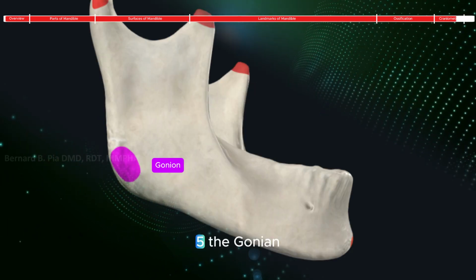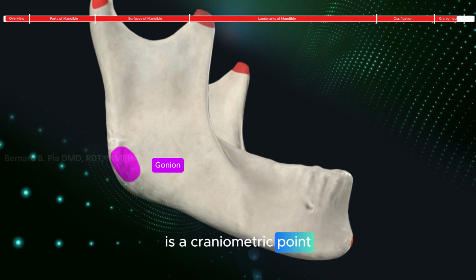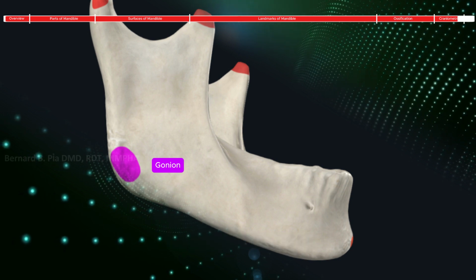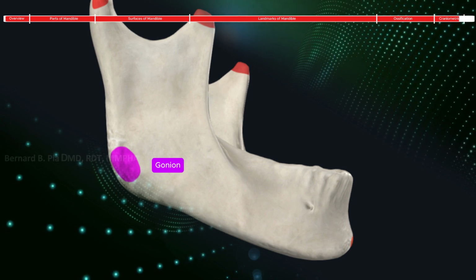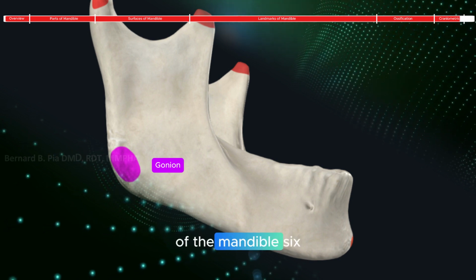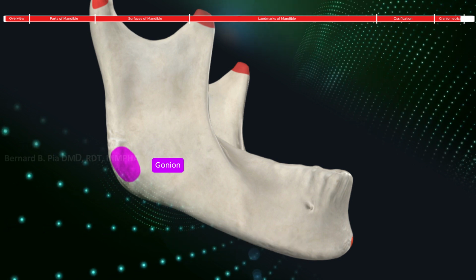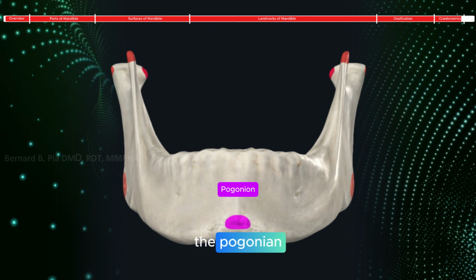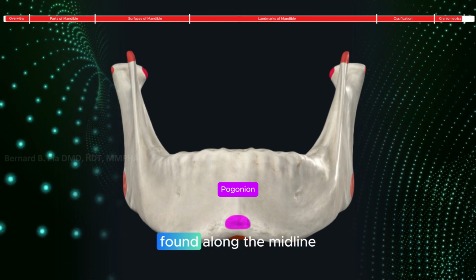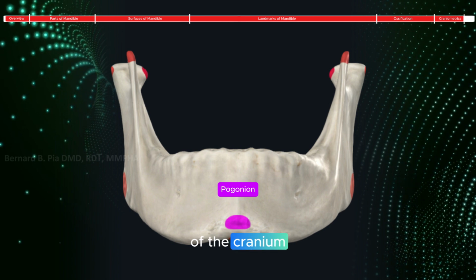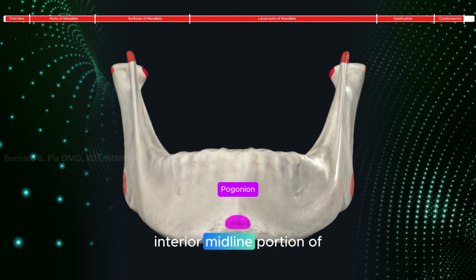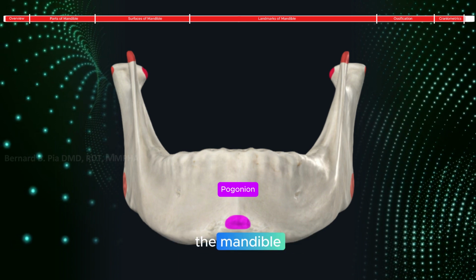5. The gonion is a craniometric point found along the lateral aspect of the cranium. It is located at the most lateral portion of the angle of the mandible. 6. The pogonion is a craniometric point found along the midline on the anterior aspect of the cranium. It is the most anterior midline portion of the mandible.